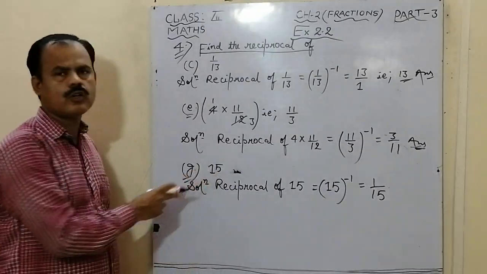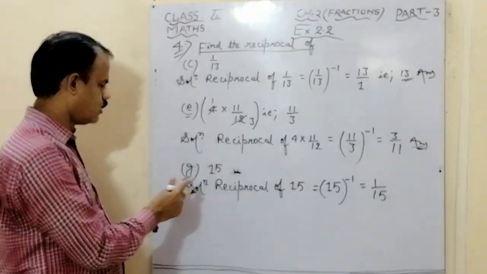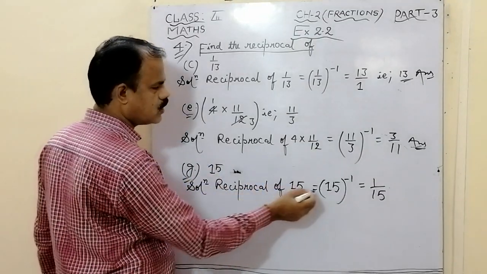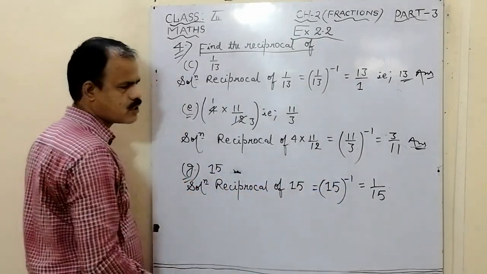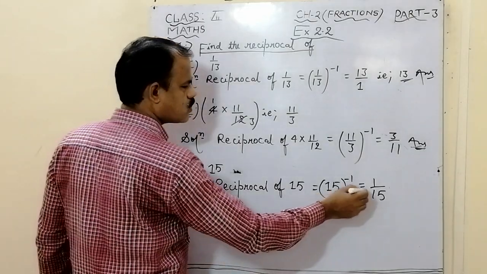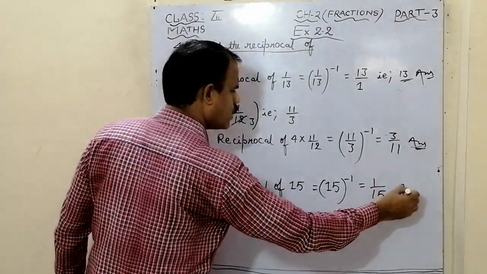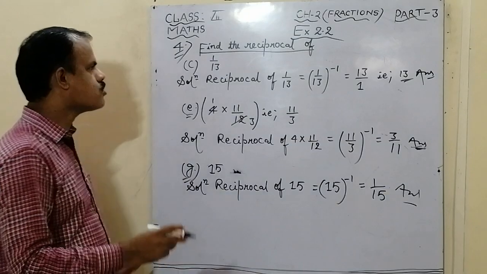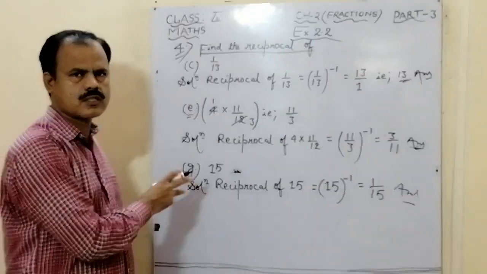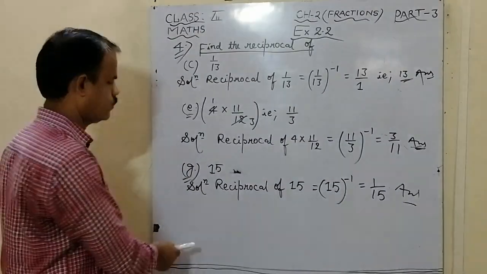See the last question, 15. We have to find the reciprocal of 15. So the reciprocal of 15 equals 15 raised to the power minus 1. That is 1 by 15. This is the final answer. So you have to solve the remaining part just like that.